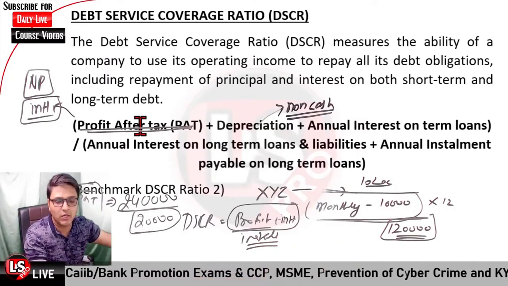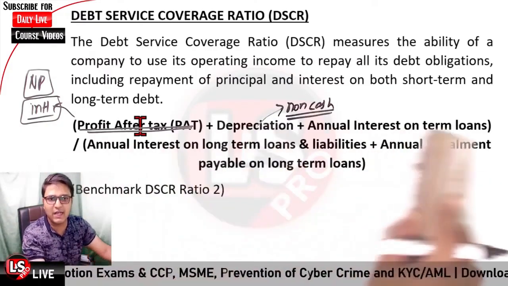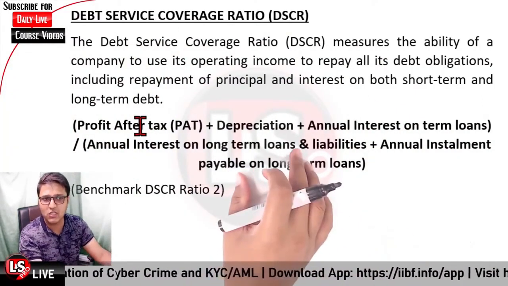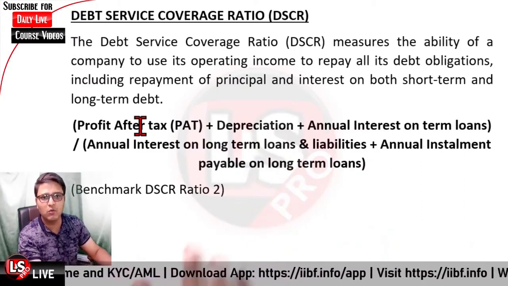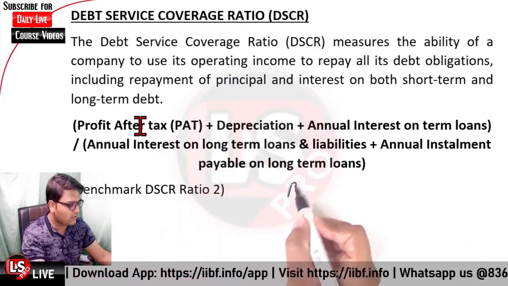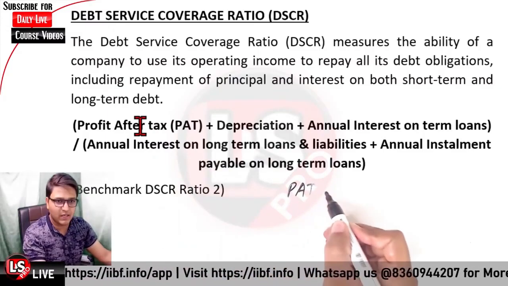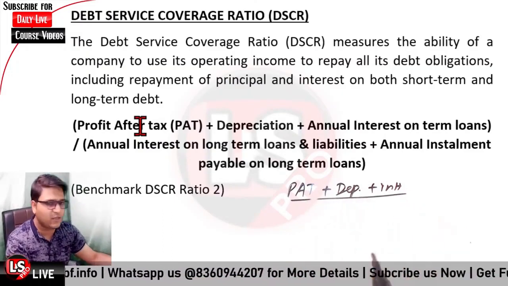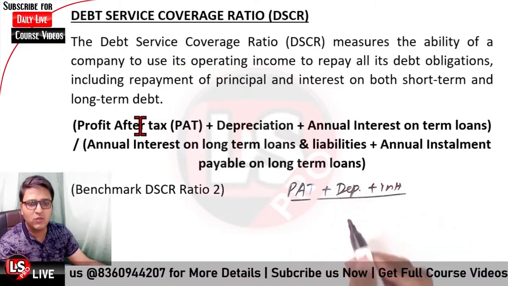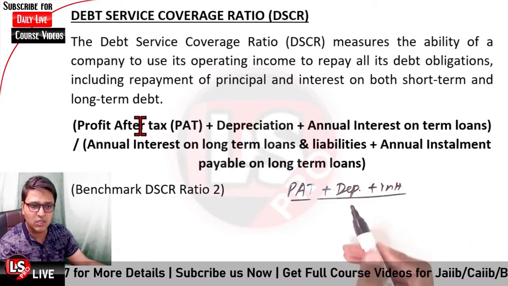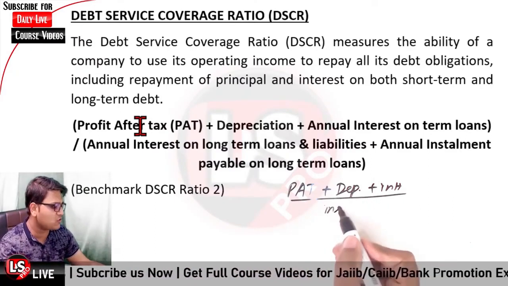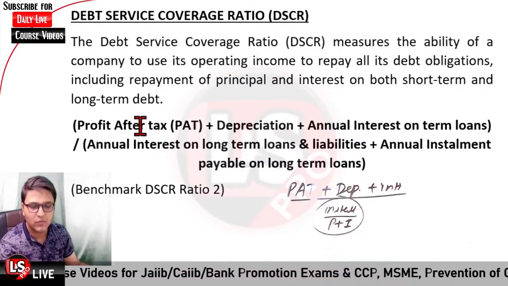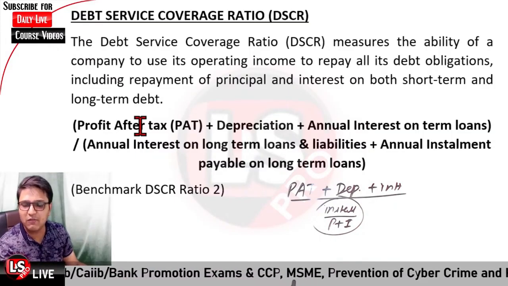Okay, so that is regarding the formula. Now look at the formula. What does it say? It says profit after tax plus the depreciation plus the interest amount on the term loan. So there are three terms. One is profit after tax, plus the depreciation, plus the interest component on the term loan, divided by the annual interest on the term loans and long term loans and liabilities and annual installment. So it is basically the total installment, principal plus interest. So that is the formula of the debt service coverage ratio.